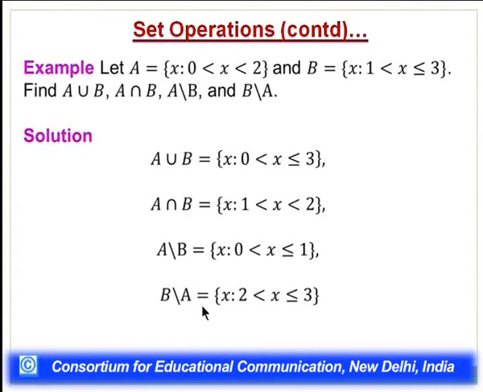And finally, we have B minus A, which is the set of elements x such that x belongs to B but not A. So not A would mean that we'll have to remove the elements 1 to 2 from the set B, and therefore B minus A would be the set of all elements x such that x lies between 2 and 3.